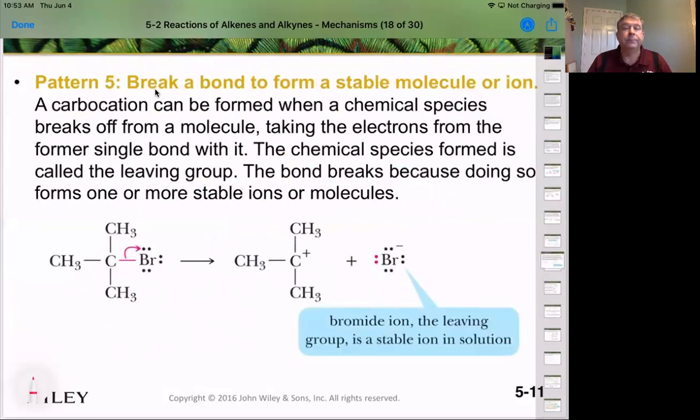The other thing we can do is break a bond to form a stable molecule or ion, okay? So in the case of this compound here, we actually have a polarized sigma bond. We have carbon and bromine, which have a big electronegativity difference, so we have a polarized bond. And what could happen is the bromine, which is more electronegative, will take the electrons with it and leave and dissolve off in solution, leaving us with our new Lewis acid ready to accept electrons.